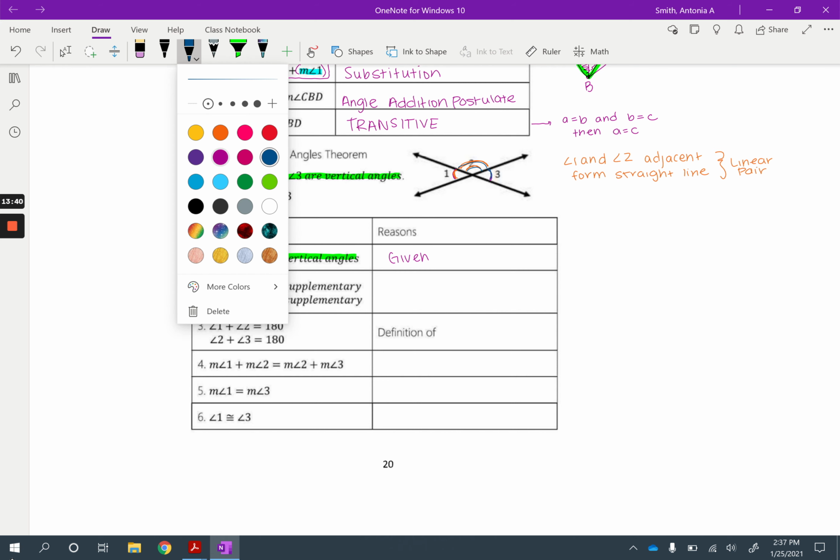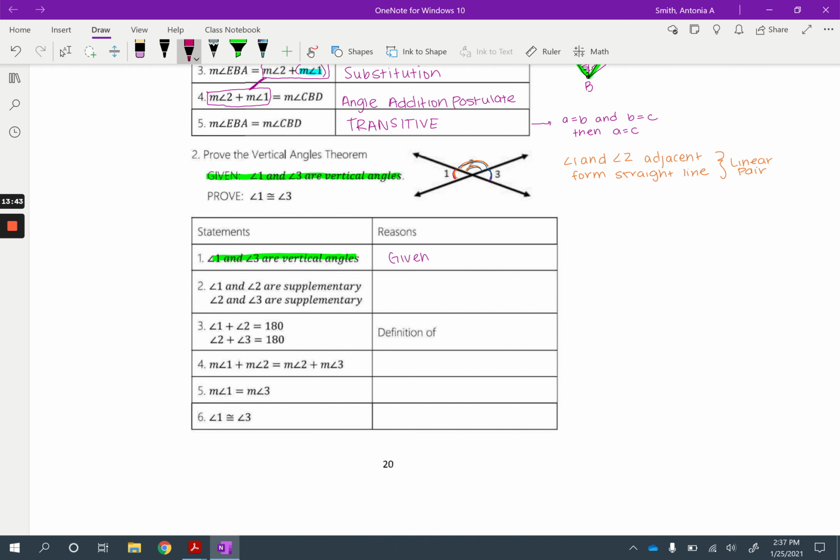So my reasoning here, let's get the right color. My reason for statement number 2, how do I know that those two things are supplementary? Because they are linear pairs. You could also put as your reasoning here, because the angles are adjacent and form a straight line, I know that they're supplementary. Okay, but the shorter name is that they are linear pairs. I think I'm in the wrong color.